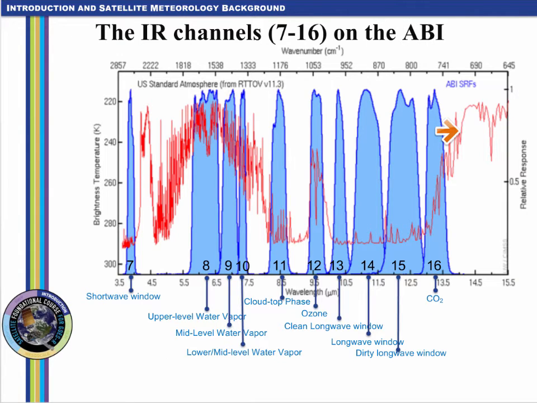The red line in this figure shows brightness temperatures computed at various wavelengths. The spectral response functions for the infrared channels on ABI are also shown, as well as the band numbers and the band nicknames. In some regions, around 10.5 microns for example, atmospheric absorption is small and the brightness temperature is around 288 Kelvin or 15 Celsius.